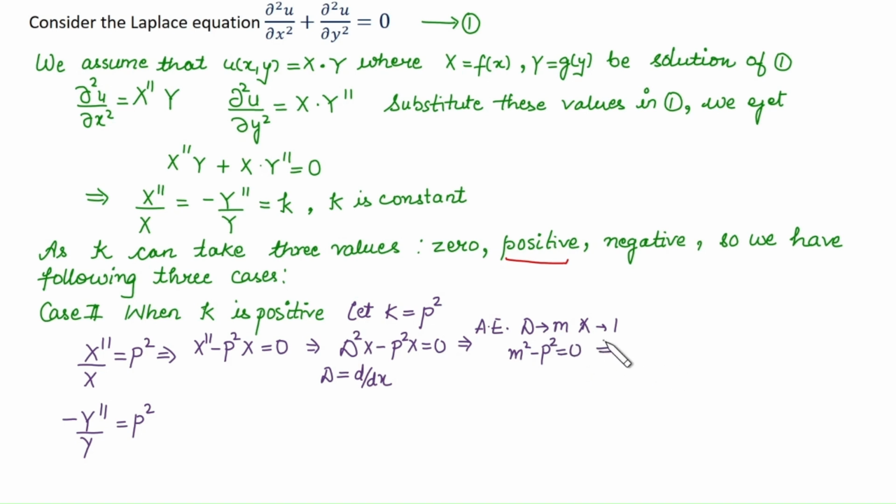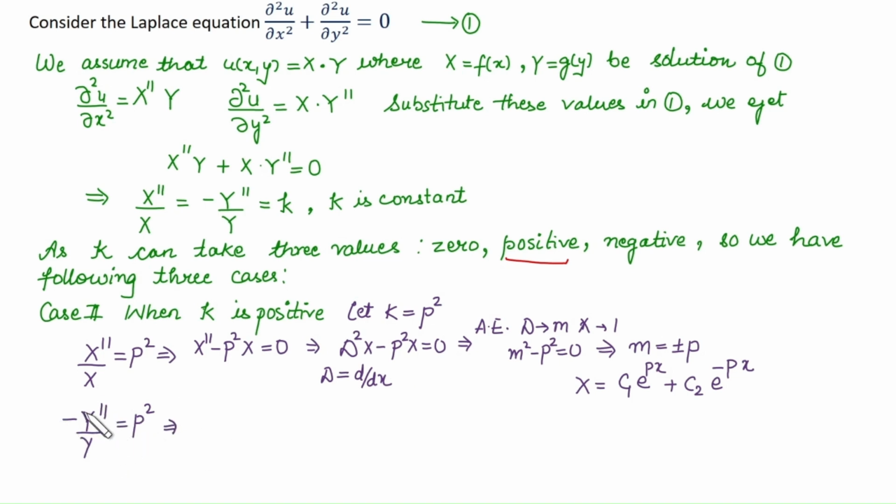Now, what are the auxiliary roots? That is, m is equal to plus minus p. As p is a real number, here we are getting real roots. In case of real roots, how do we write the solution? That is written as x is equal to c1 e raised to power p into x plus c2 e raised to power minus p, that is the second root, into x. The same concept we need to apply here to find the value of y.